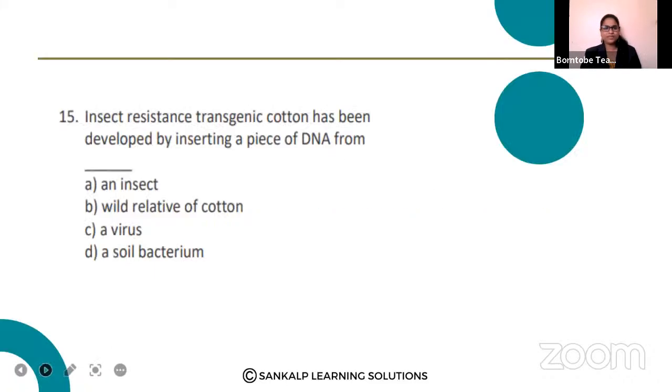15th question. Insect-resistant transgenic cotton has been developed by inserting a piece of DNA from. I repeat, insect-resistant transgenic cotton has been developed by inserting a piece of DNA from an insect, wild relative of cotton, a virus, soil bacterium.